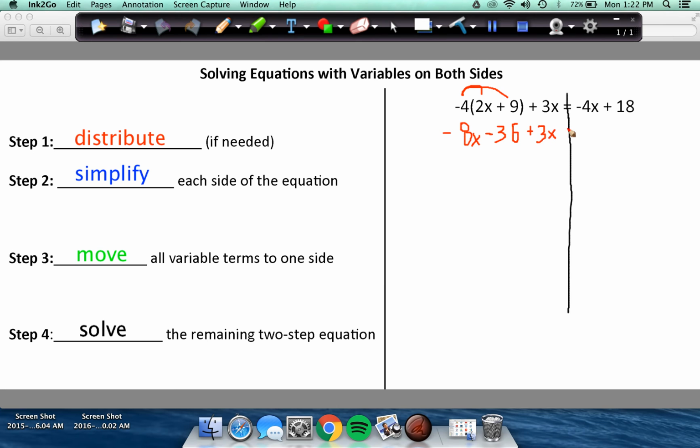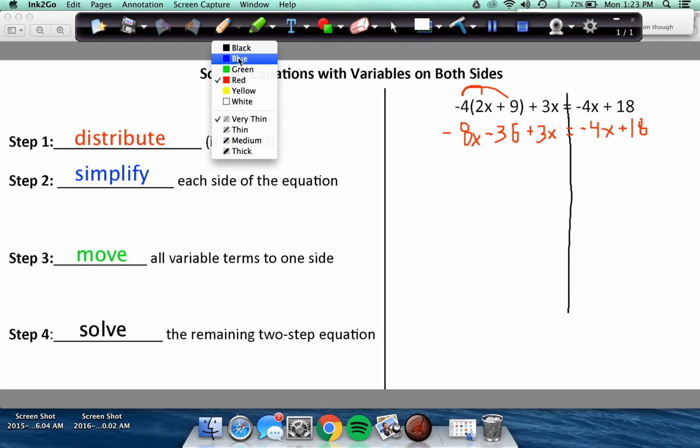Okay, so now I can bring down the other side of my equation. I haven't done anything to it yet, so it's going to stay the same. So bring down my negative 4x plus my 18. Okay, so I have done step one. I've distributed if needed. In this case, it was needed. My next thing, step two, simplify each side of the equation.